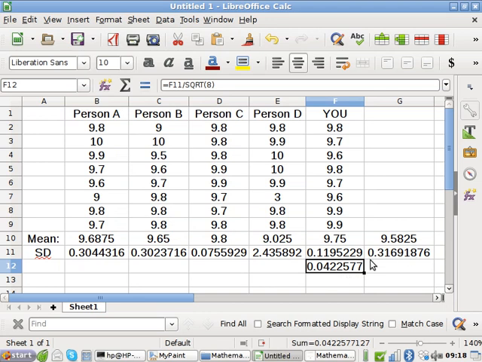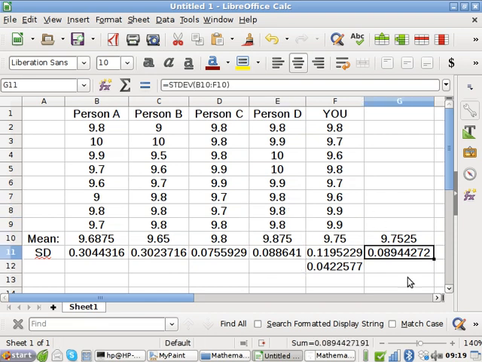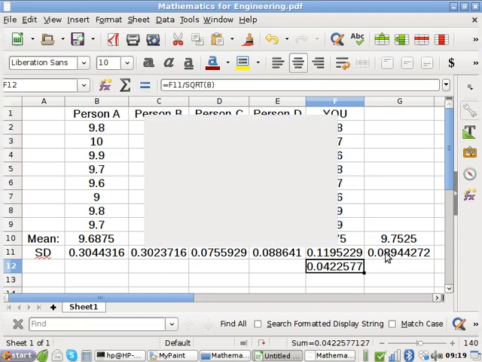Yeah, it's quite bad. I think the reason this is quite bad is because this is quite big, and the reason it's quite big is because this is quite small, and the reason this is quite small is because you've got a 3 here. So let's just change that to a 9.8. Much better. So the standard deviation for the population is 0.089. When you use that trick I suggested of using your standard deviation divided by the square root of your sample, you get 0.04, which is not too far away from the true answer.